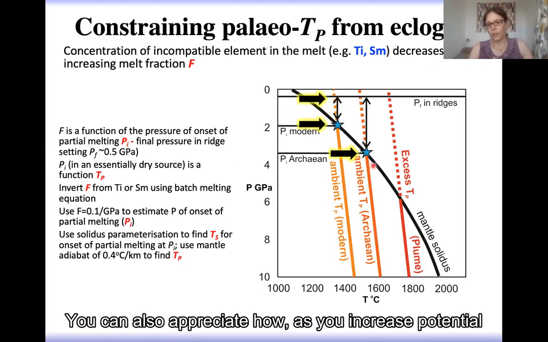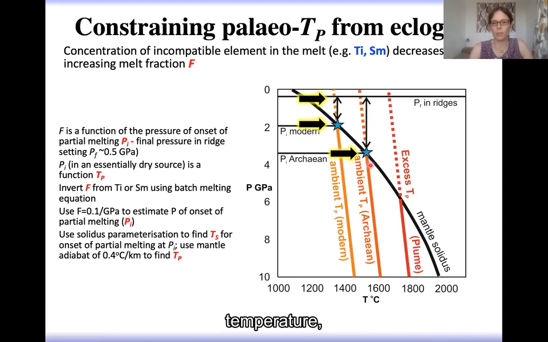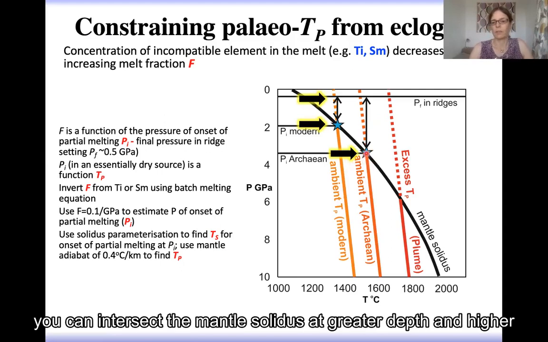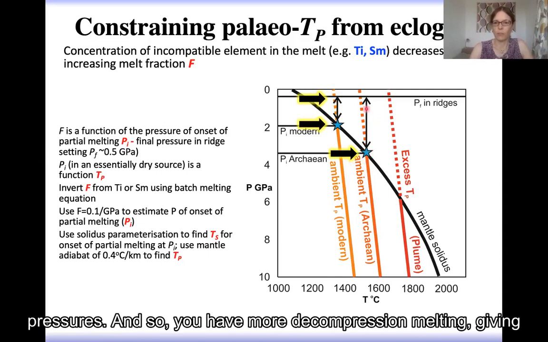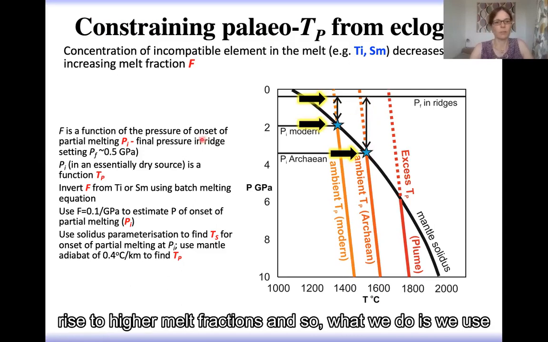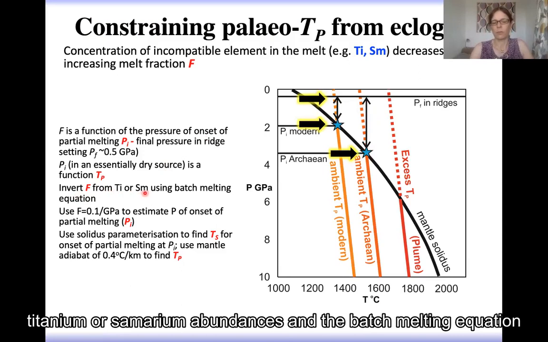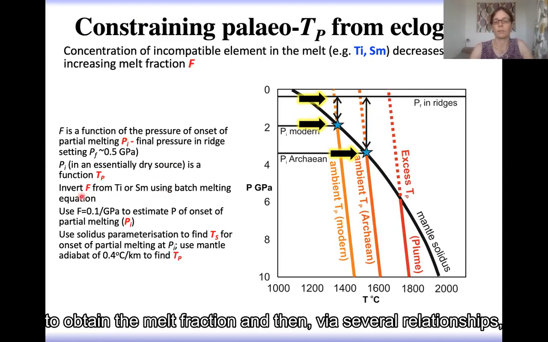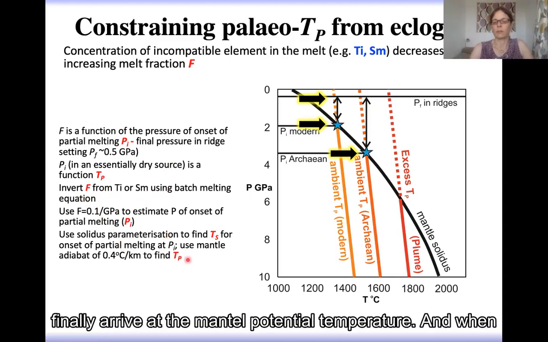You can also appreciate how, as you increase potential temperature, you can intersect the mantle solidus at greater depth and higher pressures. And so you have more decompression melting, giving rise to higher melt fractions. And so what we do is we use titanium or samarium abundances and the batch melting equation to obtain the melt fraction, and then via several relationships finally arrive at the mantle potential temperature.